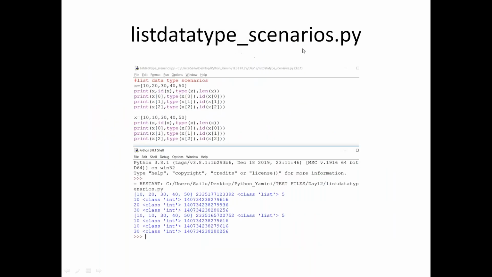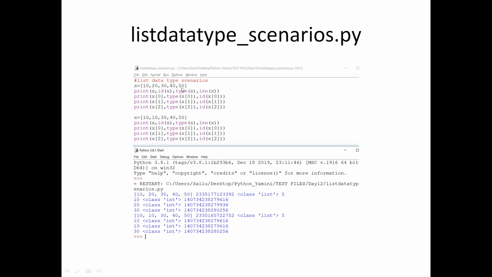So this is the file name. What is created for you. So, list data type scenarios. Some scenarios to make you understand. Now, list can hold mutable objects and immutable objects. List is mutable, but within that you can have an element which is mutable or immutable. We'll discuss in coming slides.